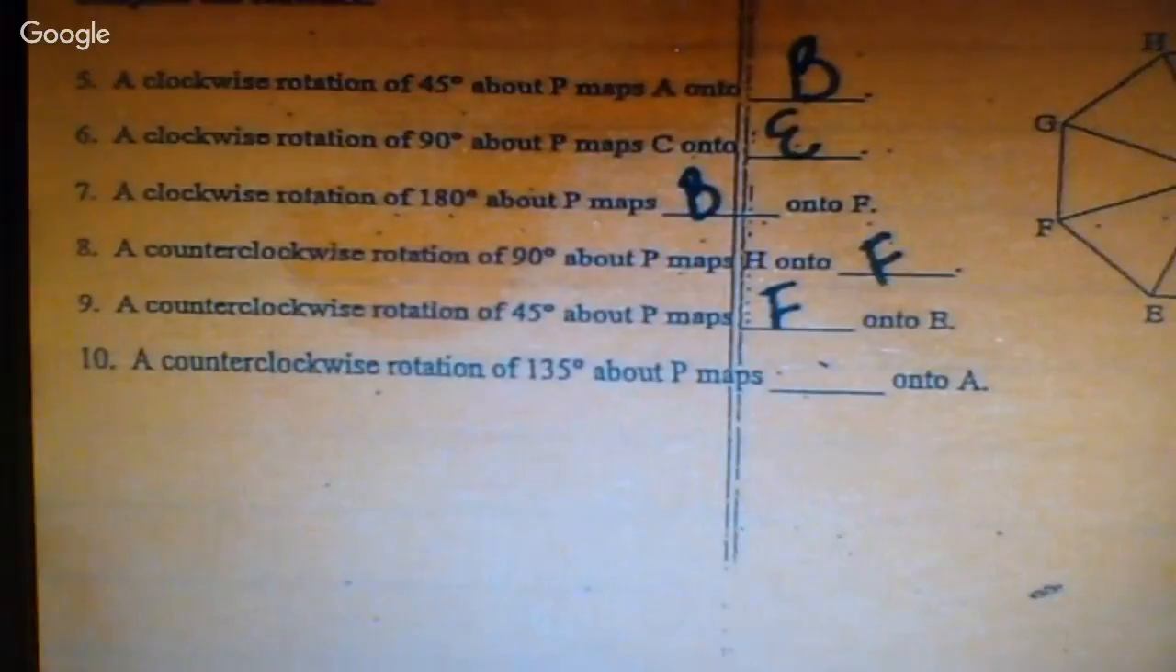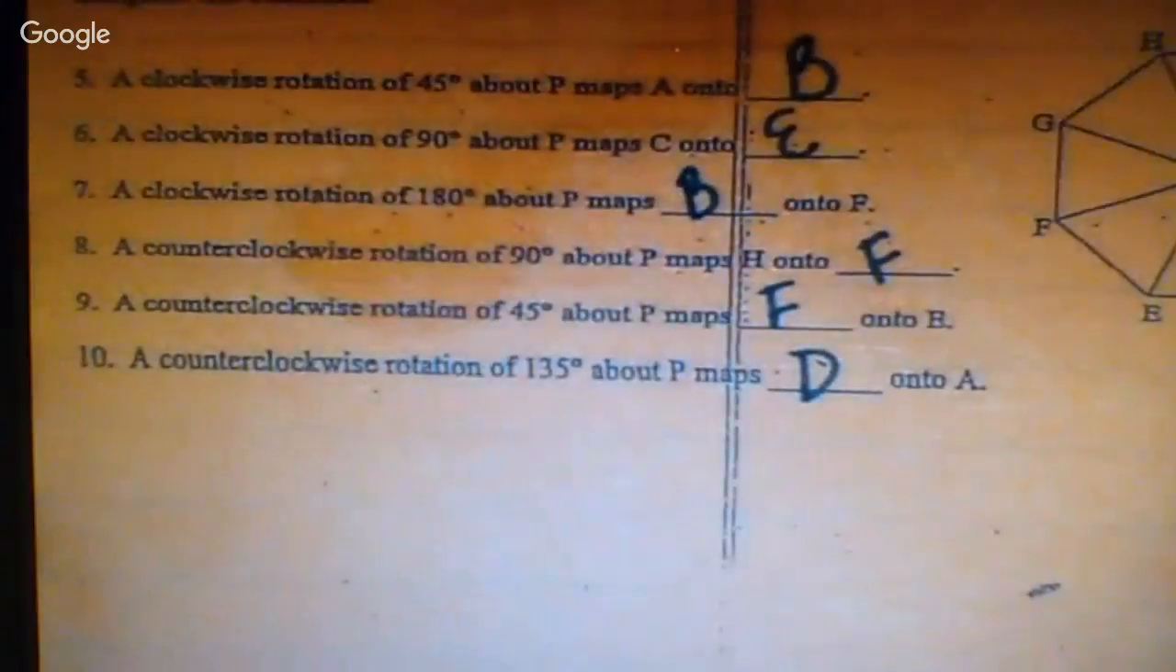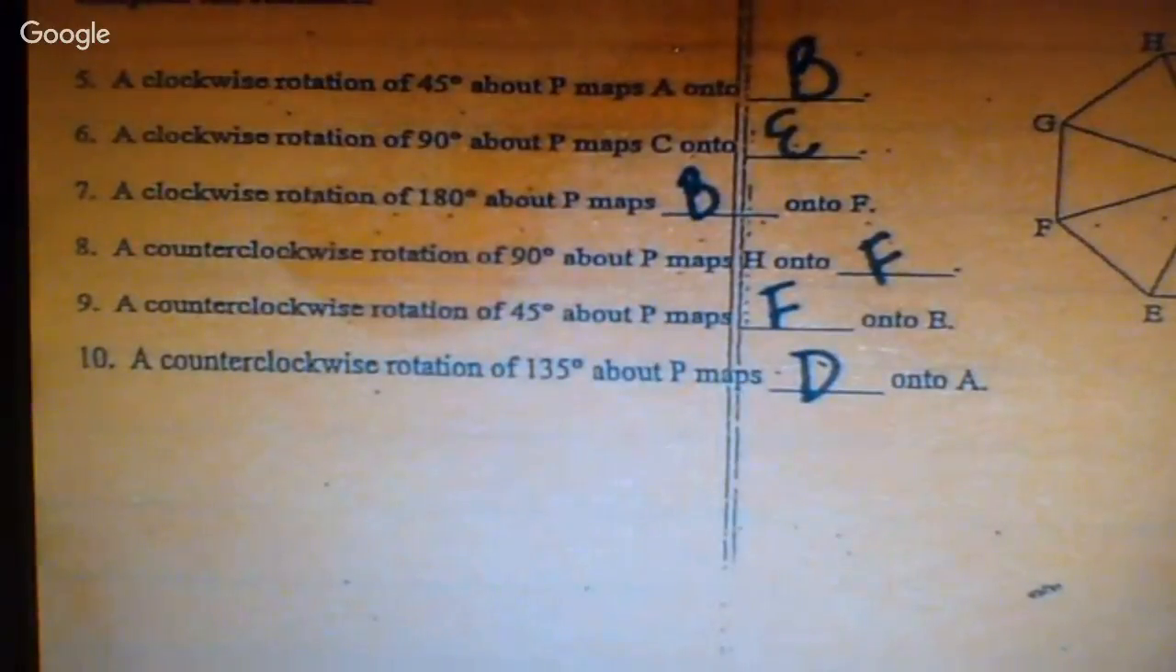Okay. Counterclockwise rotation of 135. So how many spaces am I going? 3. This time, they want us to end at A. So I need to go actually clockwise 3 spaces. So that takes me to D. Okay. Questions or problems? Okay. Your next page.